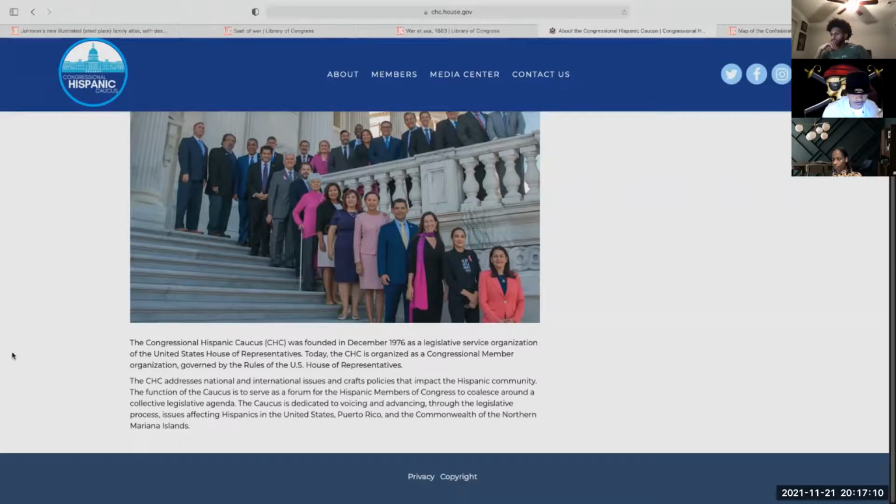Here we go. The Congressional Hispanic Caucus addresses national and international issues and crafts policies that impact the Hispanic community. They're specific in what they do. The function of the caucus is to serve as a forum for the Hispanic members of Congress to coalesce around a collective legislative agenda. It says nothing about other marginalized minorities, correct? Nope. Do we see the problem? You're not specific, and that's why I said they don't want this system to fall. They have nothing to fall back onto, and it's their fault because they're not specific in getting us anything we need. They're not saying African American community here, they're not even using the color, they're not even using Black community.